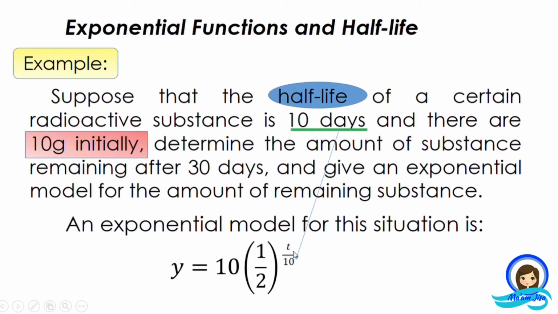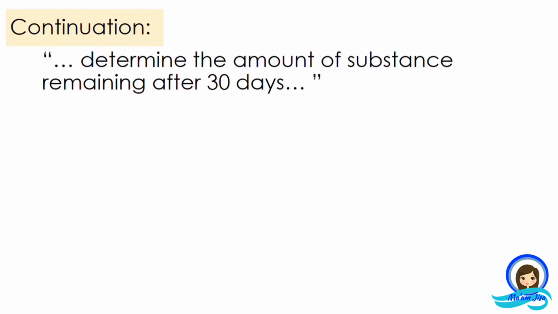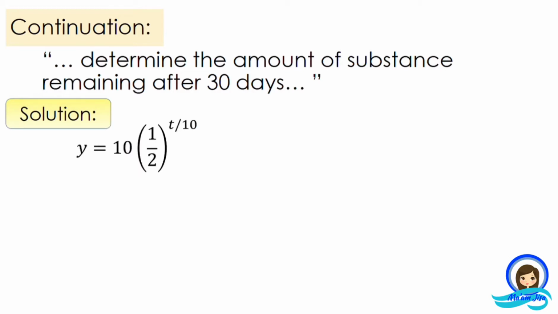But first, let's look for the exponential model. So this is our exponential model. To determine the amount of substance remaining after 30 days, we use our exponential model. So we just substitute the small letter t with 30. So 30 over 10 is 3.